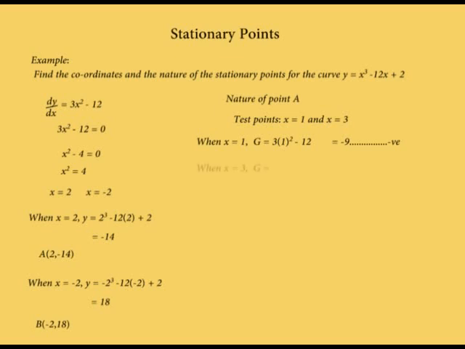When x is equal to 3, gradient will be, we are substituting in the gradient function, 3 times 3 squared minus 12, giving us 15. So the gradient changes from negative to 0 and then to positive. This is a minimum stationary point. So point A is a minimum stationary point, and we represent it with this symbol.